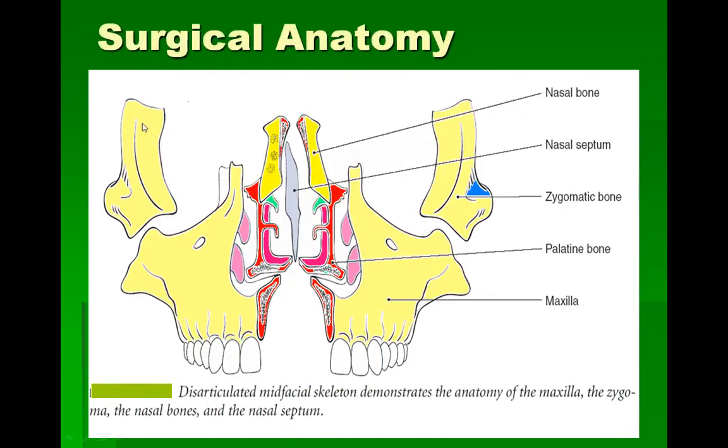So this is the surgical anatomy. This is zygomatic bone. This is maxilla. This is the dental component, dento-alveolar component. And this is maxilla. This is dento-alveolar. Maxilla. This is palatine bone, lateral wall of nose. This is septum. This is nasal bone.